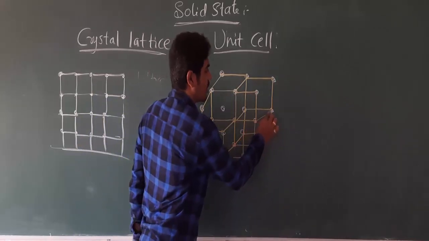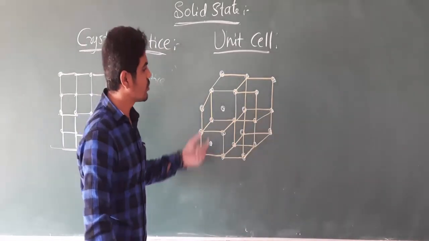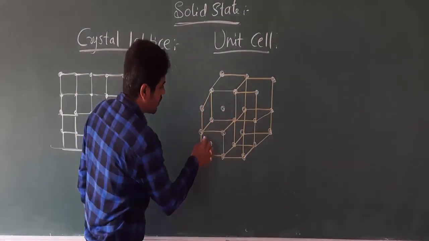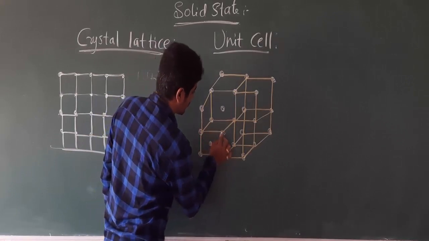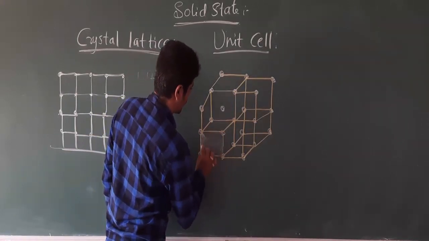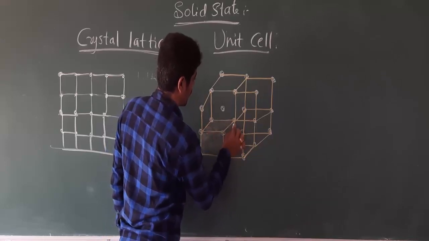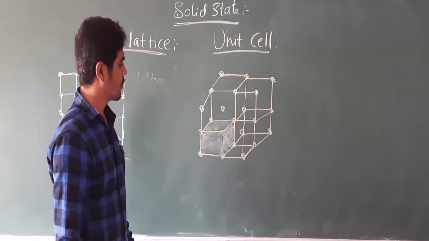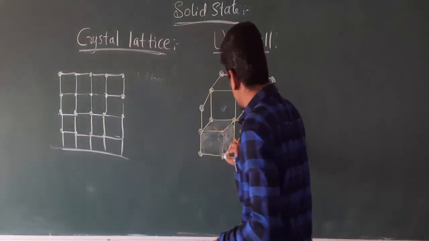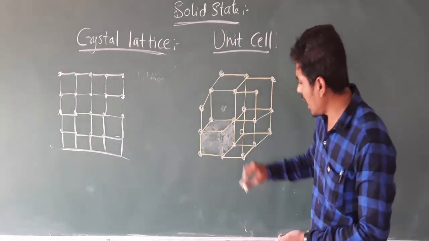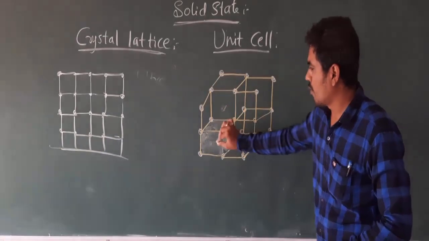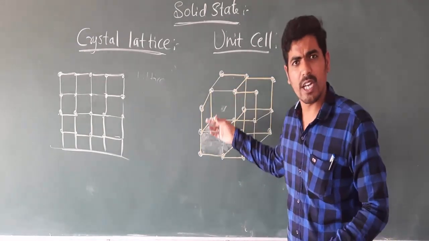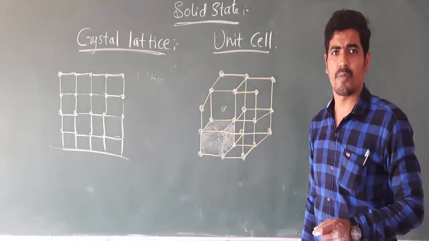So this is the structure that is obtained by joining the straight lines. If you observe here, there are a number of cubes which were present here. So this is one cube. Like this, a number of cubes are present. Here one cube is there, here one cube, here. So upon joining, you will get the cubic structure.